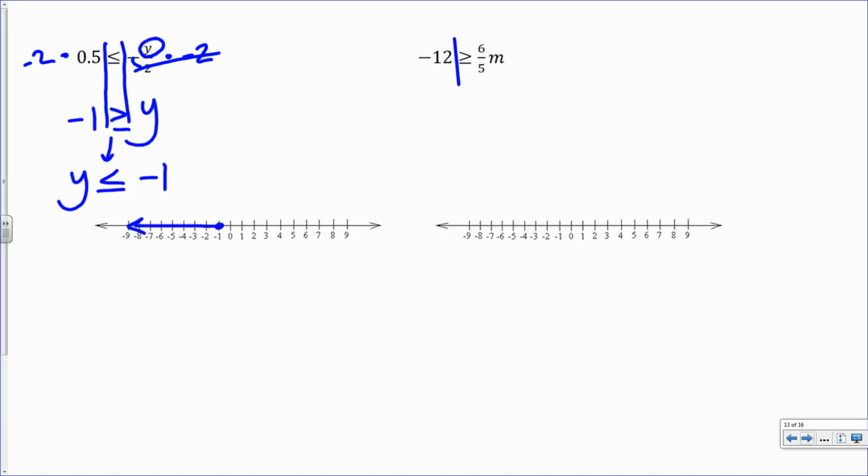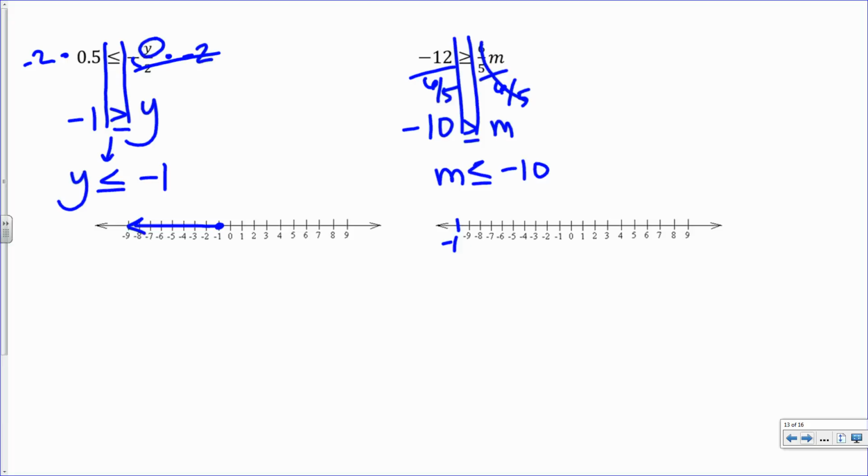Alright, this next one, I find my variable, it's being multiplied by 6/5, so I divide by 6/5. I did not divide by a negative, so I will not switch my sign. Over here I do have a negative, I divide and I get -10. And now this is written backwards. So I'd rewrite it, m is less than or equal to -10. Here's -10, closed circle, and less than.